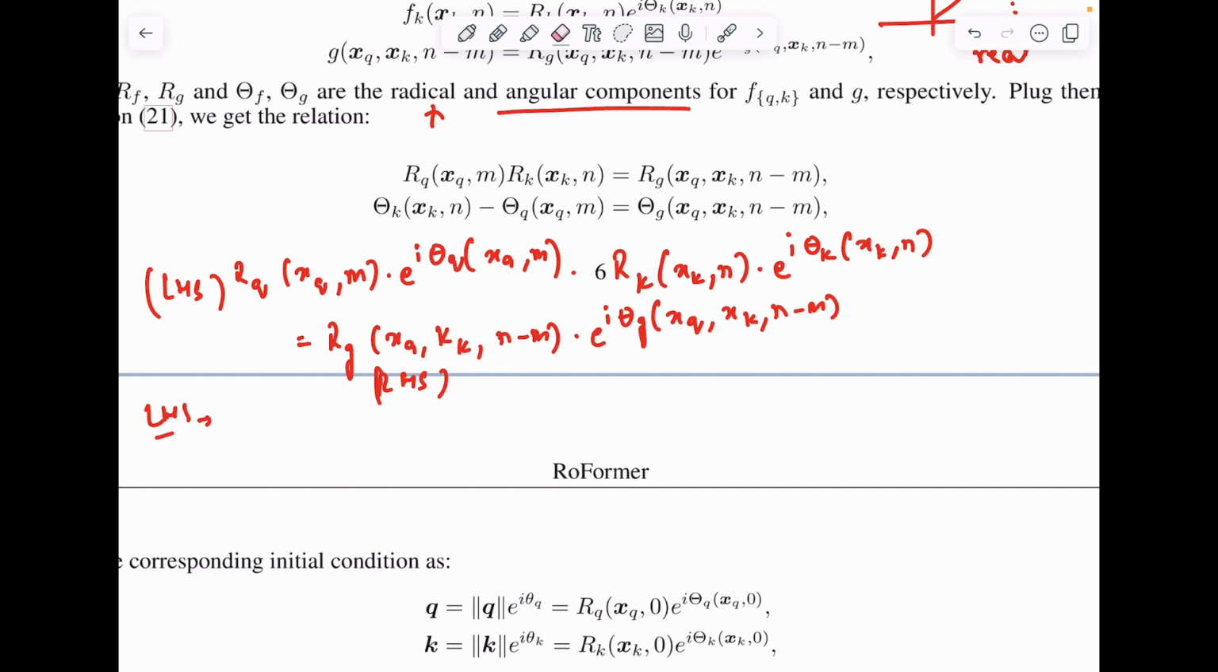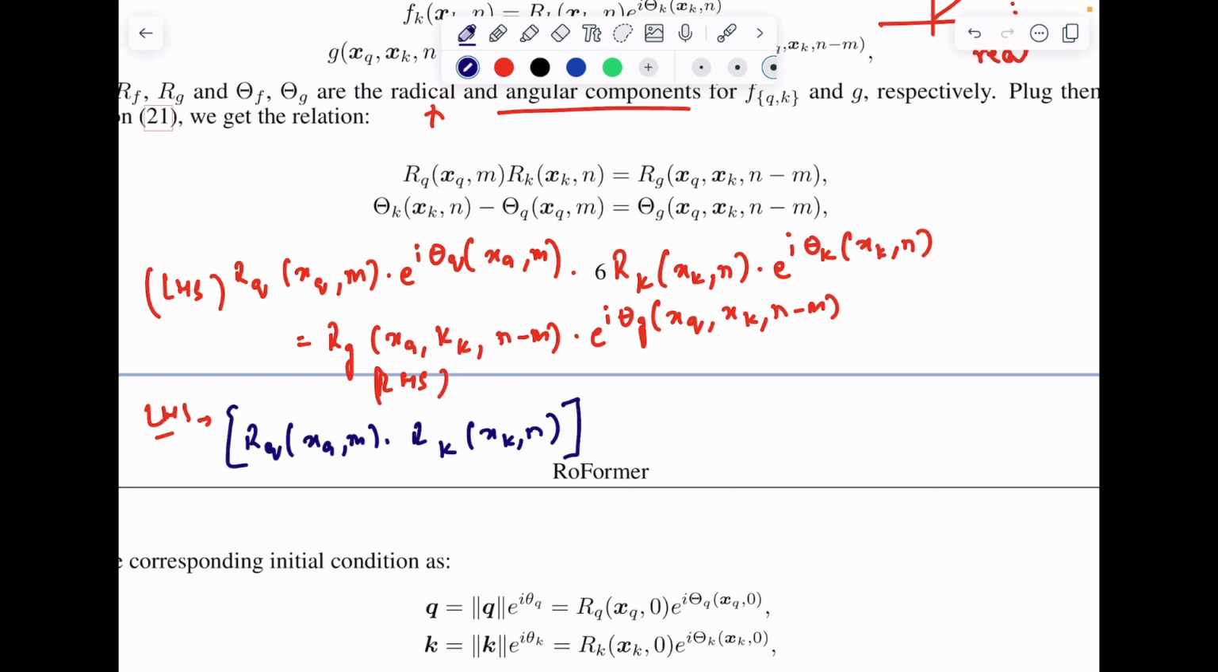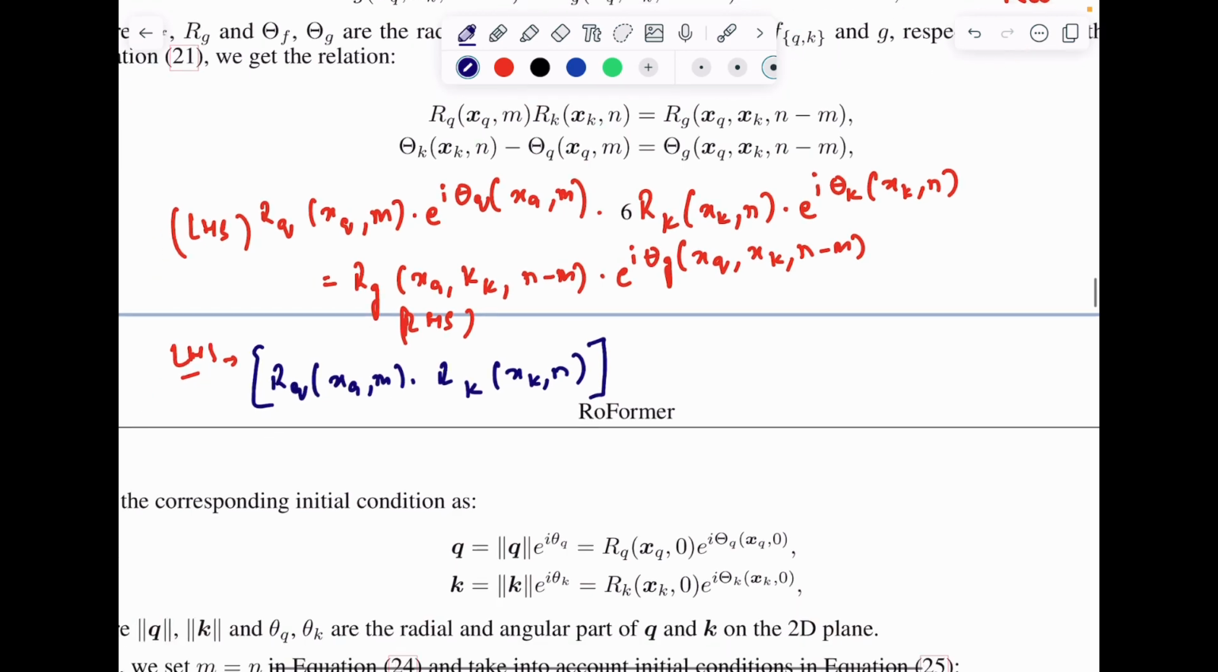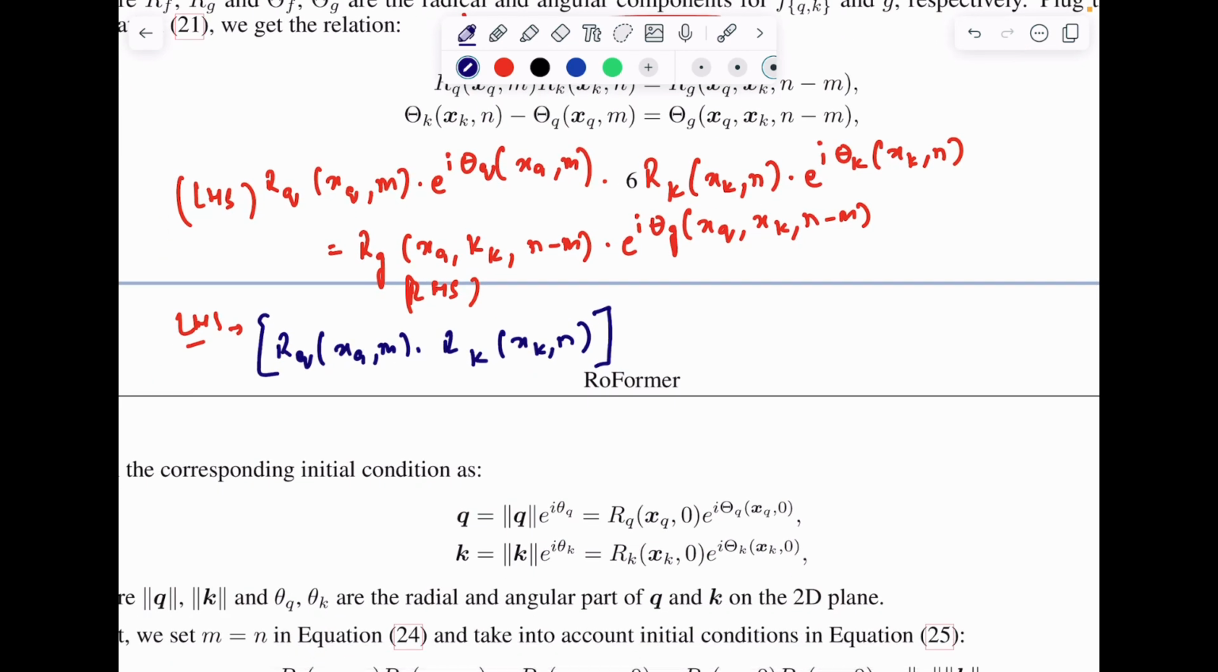Now let me write it down properly. So this will turn out to be RQ XQM into RK XKN, right? This will be the magnitude of the resulting vector after multiplication of two complex vectors or complex numbers. Then e to the power i theta K XN, apologies, XKN minus theta Q XQ comma M, right? And this is equal to RHS.